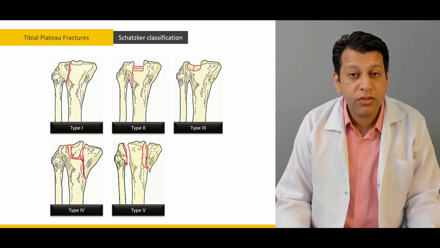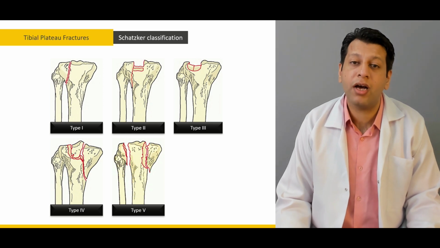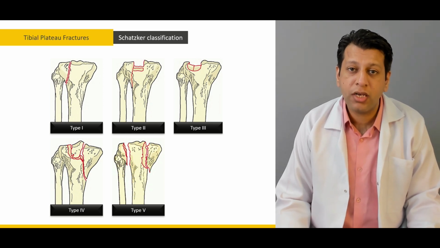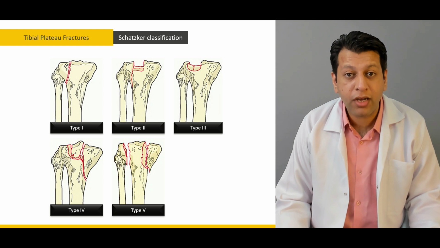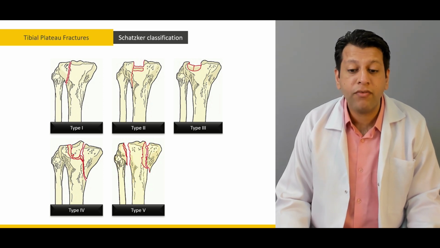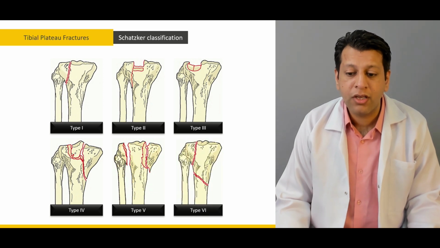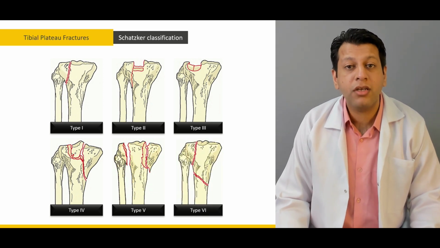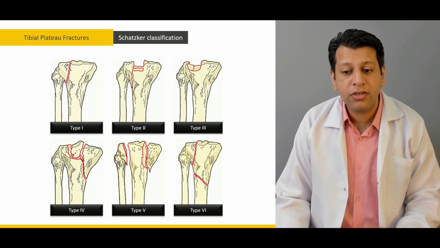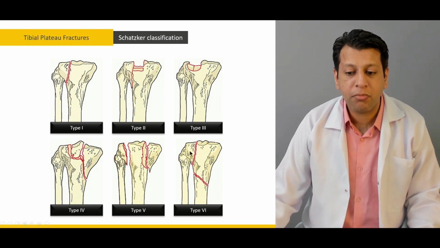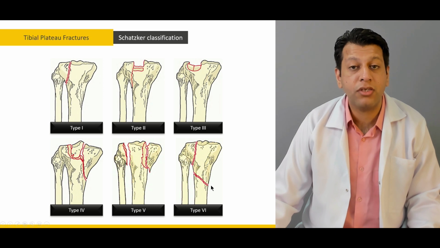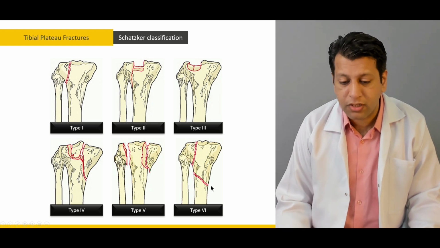Type 5 and type 6 are usually associated with high energy trauma, and this may lead to fractures of both condyles. Type 5 is the medial as well as the lateral tibial condyle shear off fracture. In type 6, the energy is so high that the fracture not only involves the medial and the lateral condyles, but also has a metaphyseal extension, leading to a type 6 fracture.